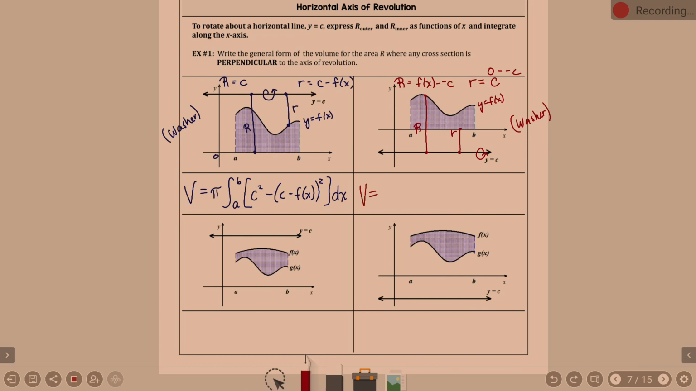We have the information we need to set up, I think? Yep. Okay, volume is what? Pi times the integral from a to b of f of x plus c, quantity squared.